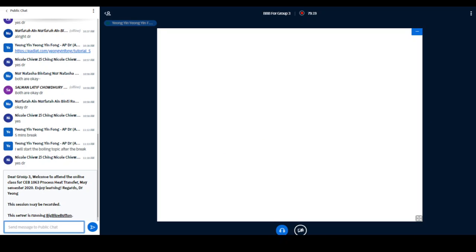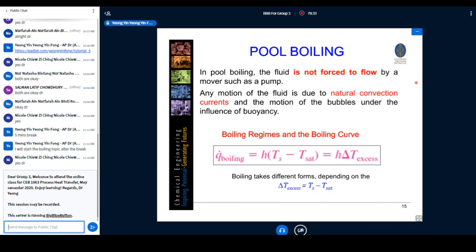Yeah, we move to pool boiling. In pool boiling, the fluid is not forced to flow by a mover such as a pump. Any motion of the fluid is due to the natural convection current and motion of bubbles under the influence of buoyancy, as defined earlier in the previous slide. Again, it calls out this one equation. It will be the equation used to determine the boiling heat flux under different regions in the boiling curve. Okay, so let us move.